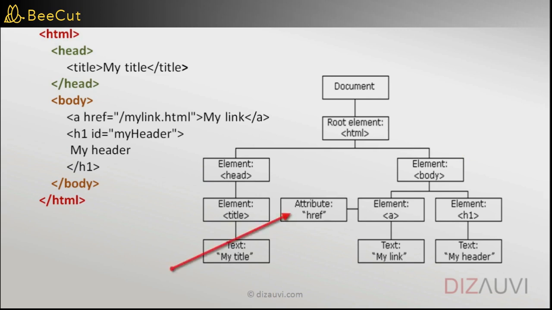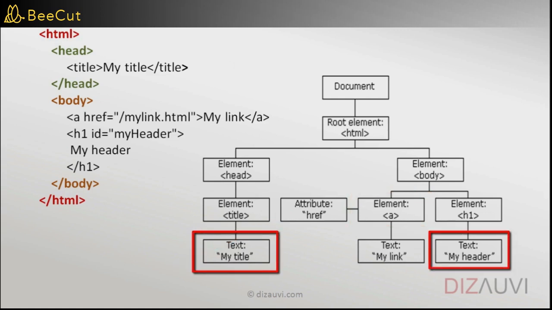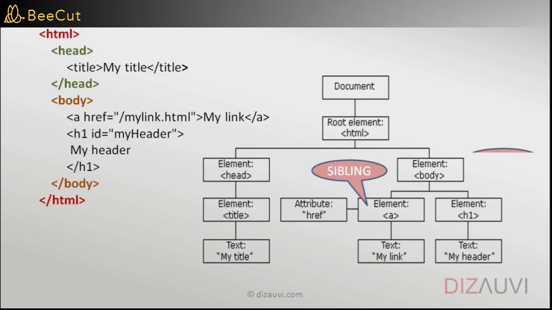Attribute nodes represent attributes of an HTML element. For example, href is an attribute of this anchor element having a value which is the URL. My title and my header are text nodes. And text nodes cannot contain any more HTML nodes, of course. So text nodes are leaf nodes of a DOM tree. Basically, any node that doesn't have a child node becomes a leaf node. Two nodes having the same parent are called sibling nodes, and that should be obvious.